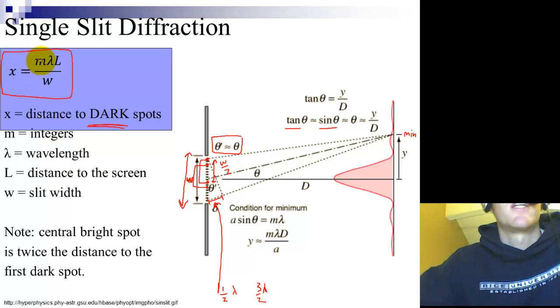Wavelength, distance to the screen, and then any integer you put here. So right here is going to be the first one, right here is going to be the second one, then right here is going to be the third one, etc. And these are spaced out like this.